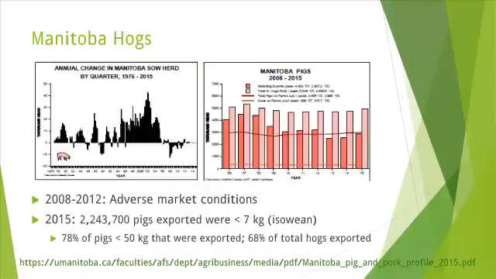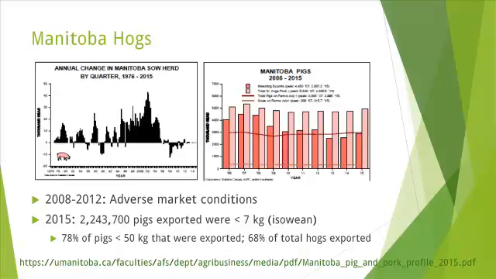There were some challenges in Manitoba, some adverse market conditions between 2008 and 2012. Most of it started with the country of origin labeling laws, and then the pandemic hit right after that. You can see the big dip on the left graph, and that's right when that happened. And the Manitoba herd is just starting to get back up to the same production levels it was before that.